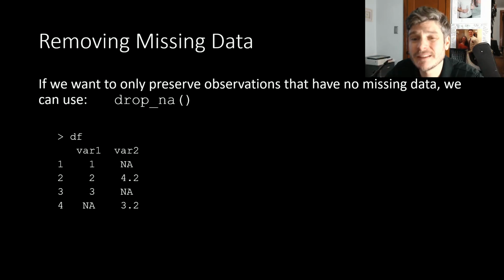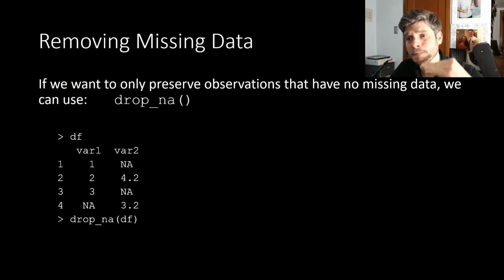This time just with all the missing data gone. Now, if I run my drop_NA function on this, so drop_NA, and I'm going to plug in my data frame here at df. You could also use the piping function as well, so you could pipe df into the drop_NA. Well, it's going to go through line by line, so row by row, and any row that has any missing data for any one of the variables, it's going to get rid of. It's going to drop it.